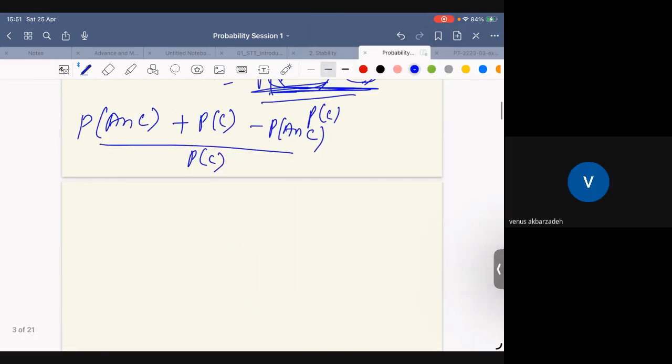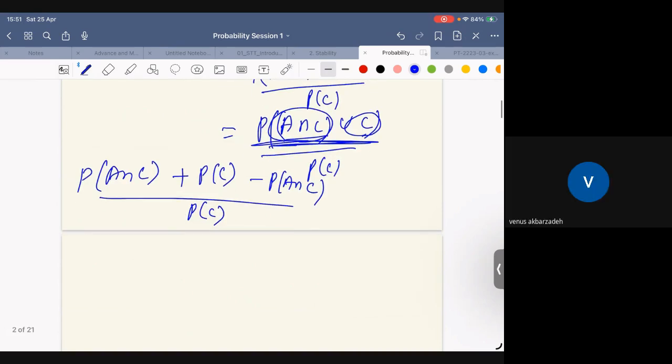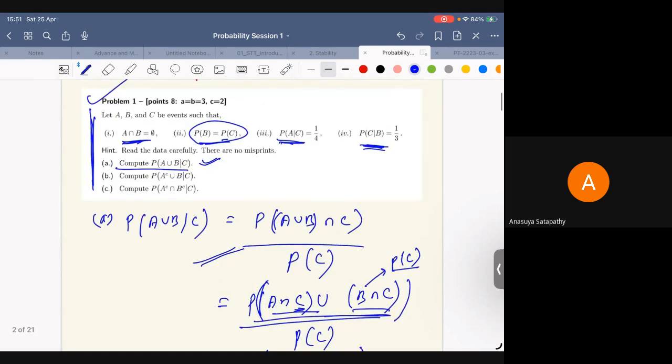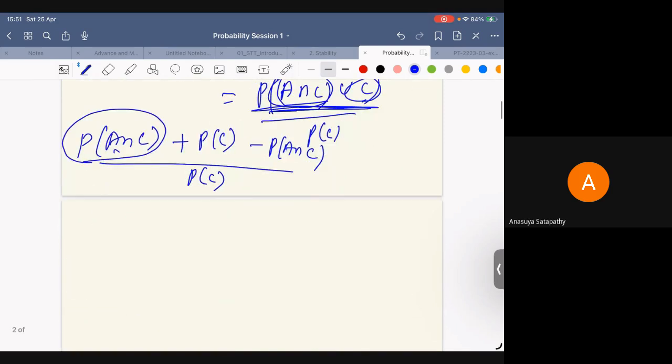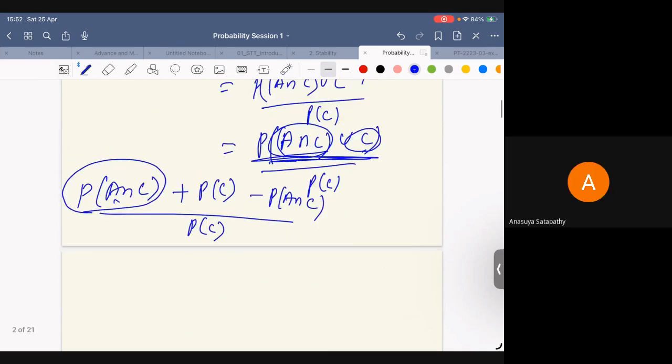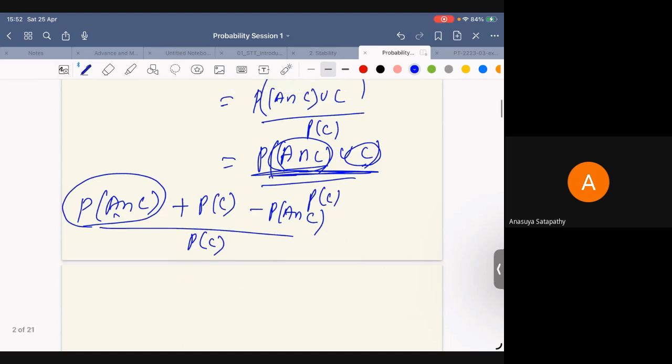What is one of the conditions? I think A intersection C was 0. We know this one and this one, but we don't know the values of this one. But it is going to be one, because this cancelled. I don't think the answer will be one. I did some mistakes.